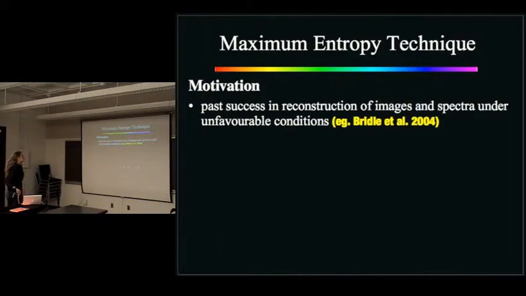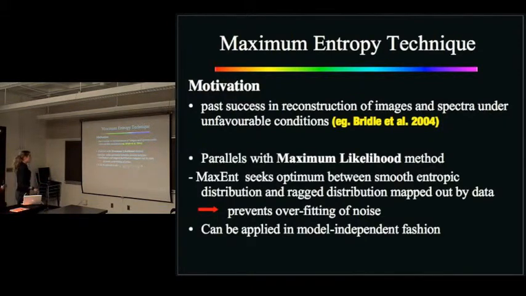Why this technique? Well, it has had massive success in the reconstruction of images and spectra in the past, and the key is under unfavorable conditions, especially in cases where you have patchy data that is clumped in different areas. It has parallels with the maximum likelihood method. Your maximum likelihood method essentially seeks the best goodness of fit, so it wants to find the model that reproduces the data as closely as possible. But then you do run the risk of overfitting to noise.